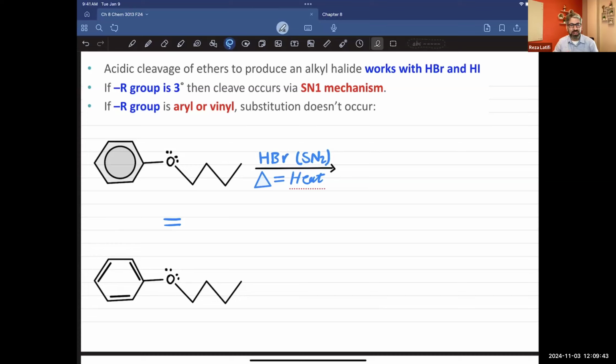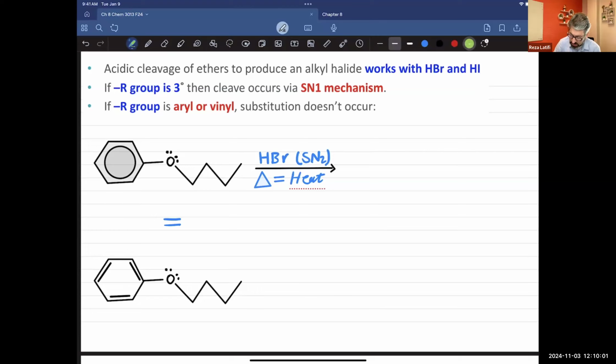I'm going to start the lecture with treating an ether with acid, and after that one we're going to switch to epoxide. And we know ethers are sensitive to acidic conditions because there is oxygen there with two lone pairs. It can abstract a proton.